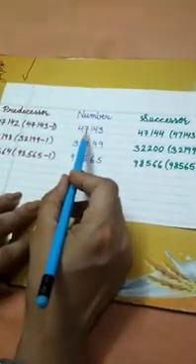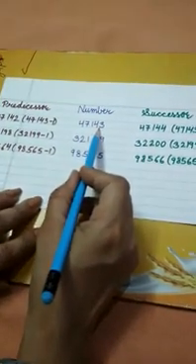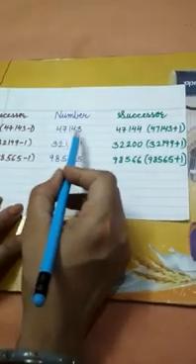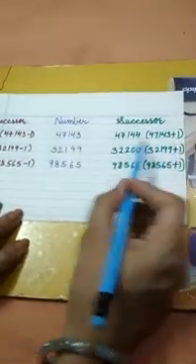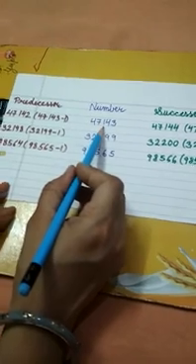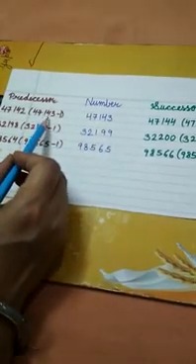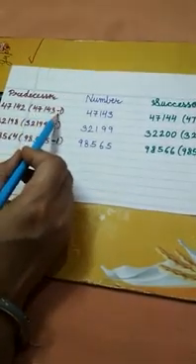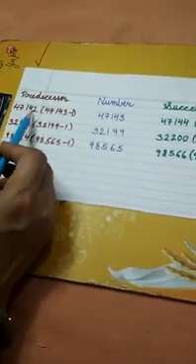First number is 47143. What is the successor of 47143? That is number plus 1. 47143 plus 1 is 47144. And what is the predecessor of the number? The number minus 1. 47143 minus 1 is 47142.